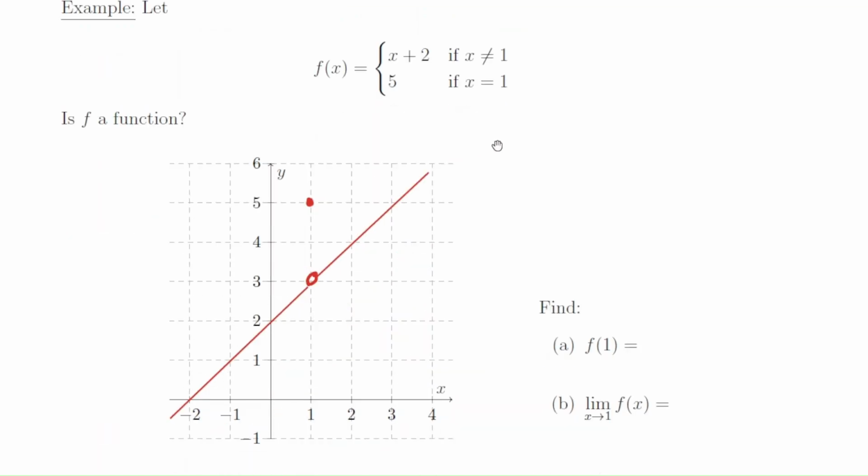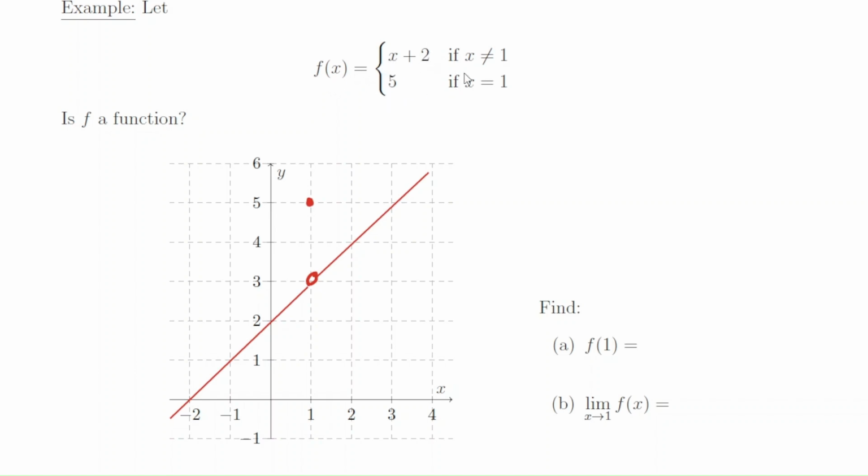Okay, so let's look at another example. Here we have a function that's a piecewise function, so it has two different formulas. One formula if x is not equal to 1, another formula if x equals 1. So notice we could say, what's f of 1? Well, f of 1 would be 5. But then we could say, what's f of 9? Well, we have to ask ourselves, is 9 equal to 1 or is 9 not equal to 1? Well, 9's not equal to 1, so we have to plug in 9 here. If we plug in 9 here, we get 11. So f of 9 would be 11.